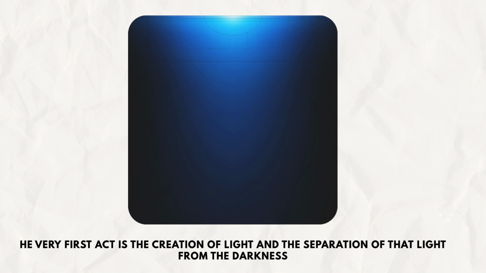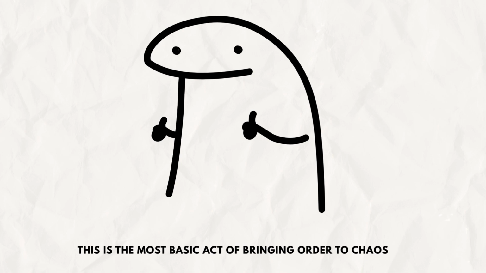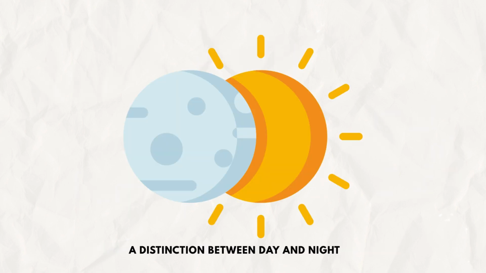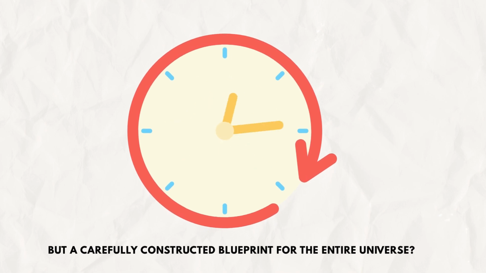On day 1, the very first act is the creation of light and the separation of that light from the darkness. This is the most basic act of bringing order to chaos. Before anything else can happen, there must be a rhythm, a distinction between day and night. God is creating time itself.